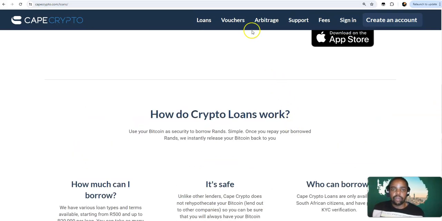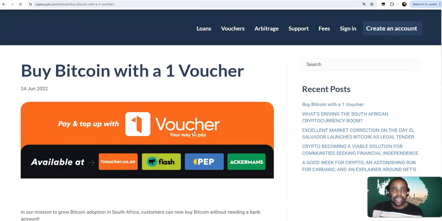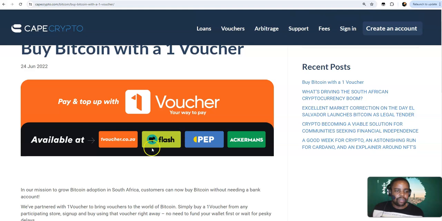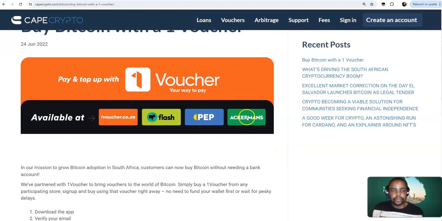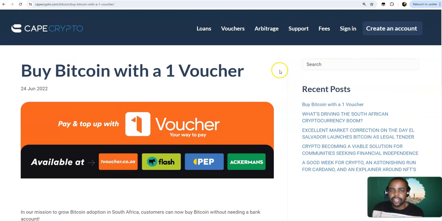That is just straightforward. You can go to their vouchers, see what kind of vouchers they allow. Could also be pretty straightforward. You have a voucher, your WayPay, Voucher.co.za, you have Flash, Pep, one of the major retail stores, and Ackermans, also another major retail store. So they're pretty much around the country, very relevant. They are very popular in major cities here in South Africa. All of these retail vouchers are quite available just everywhere. So quite convenient for this.